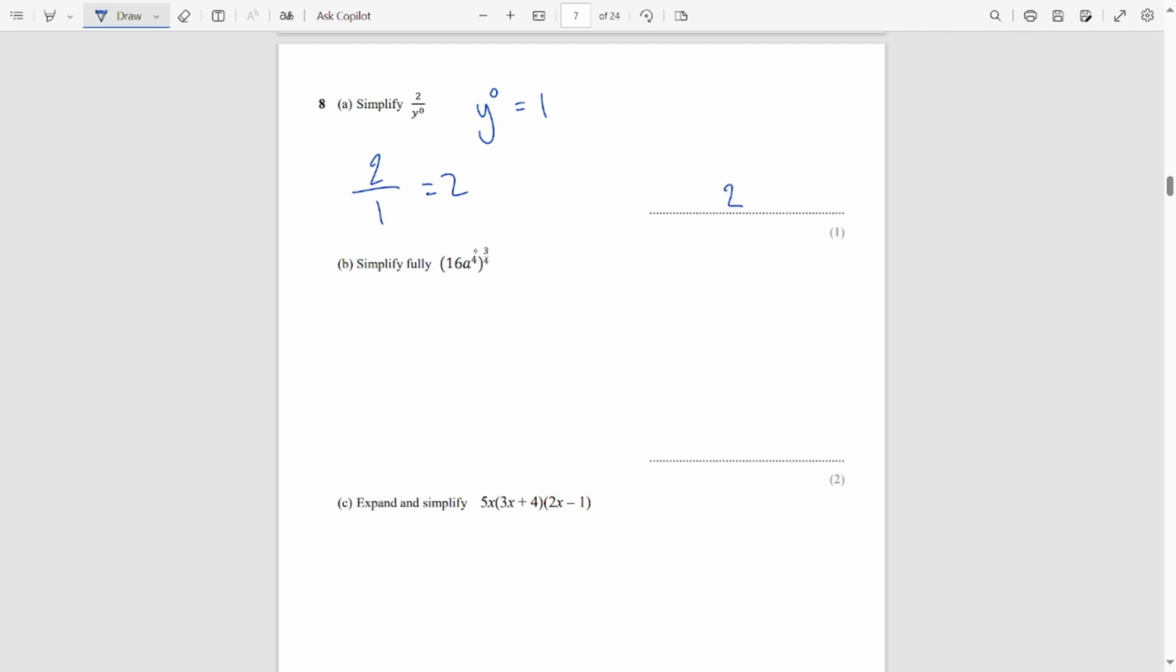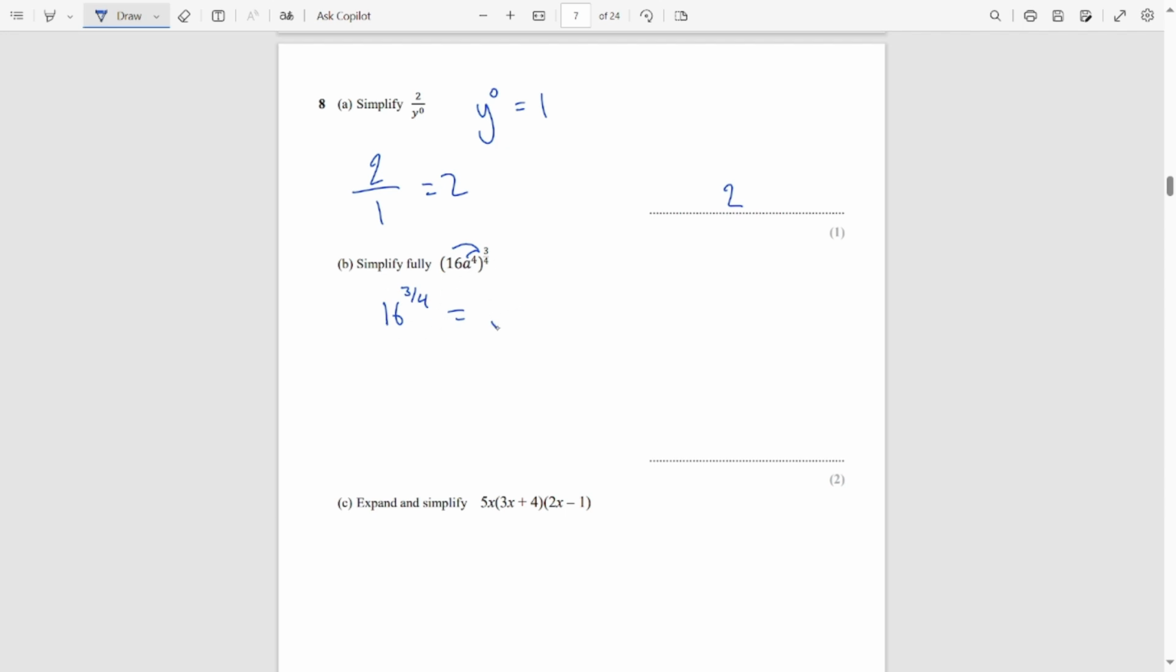Simplify this. So again, we have an indice on the outside. This needs to come in. Everything needs to be raised to the power of 3 over 4. So if you raise 16 to the power of 3 over 4, you could just type this into your calculator, or you can actually manipulate this indice a little bit.